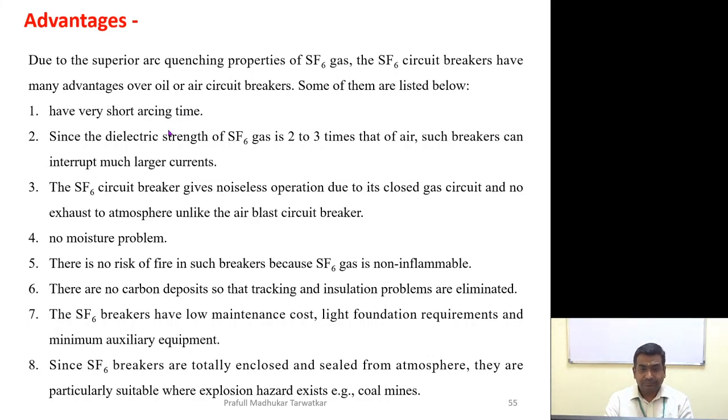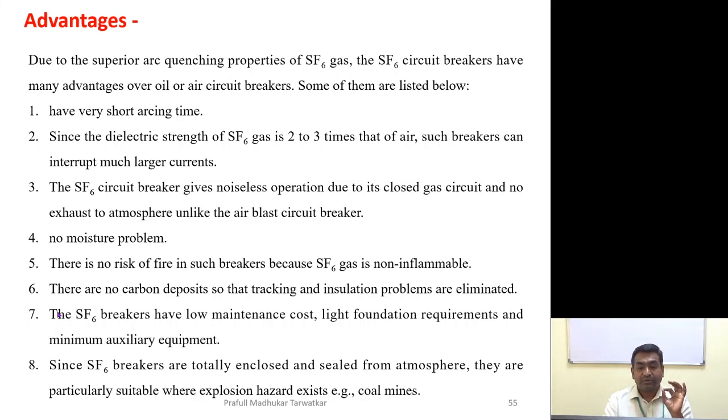Short arcing time, which means the operating time is very less and the arc is quenched immediately. High dielectric strength, 2 to 3 times that of air, can interrupt much larger current, so can be used for heavy currents also. Gives noiseless operation, no moisture problem, there is no risk of fire in such breakers, because SF6 gas is non-flammable. There are no carbon deposits, so that tracking and insulation problems are eliminated. The contacts remain protected.